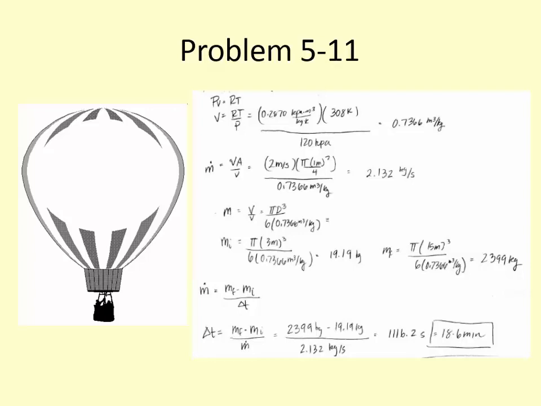Okay, so this would be an example of an unsteady problem where we're filling up some volume at 35 degrees Celsius, and we're trying to figure out how long that will take, how much mass accumulation will occur over that time interval. So we apply conservation of mass to the problem, that the mass in minus the mass out is going to be equal to this delta mass to figure out how long that will take.